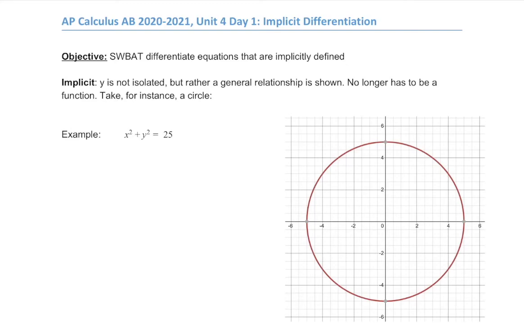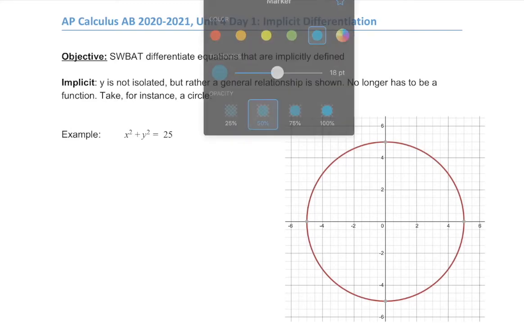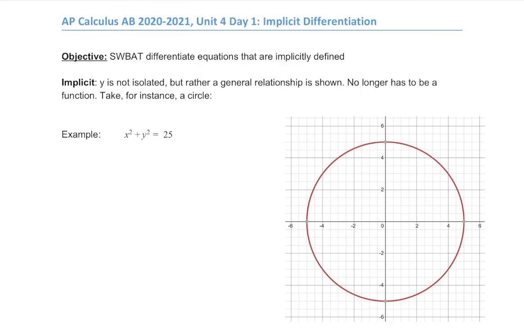All right, here we go. Unit for day one. Today we are going to be talking about implicit differentiation.